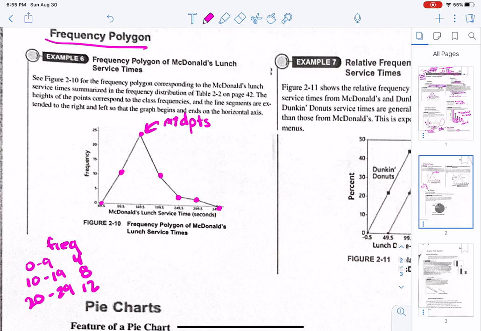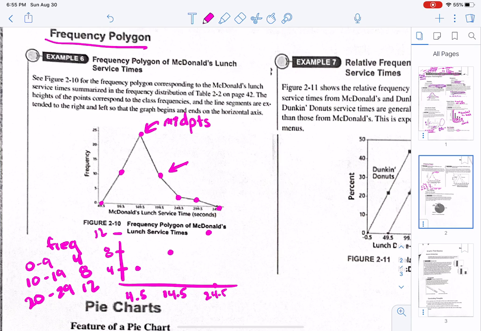If those were our data points, what we would have here is, instead of doing 0 to 9 down here, and the categories like that, I would choose the midpoint. And the midpoint is going to be 4.5, and I would label that as 4 here, and I would put a dot on it, okay? The midpoint of 10 to 19 would be 14.5, and that would be up here at 8, okay? 20 to 29 would be 24.5, and that would be up here at 12, okay?